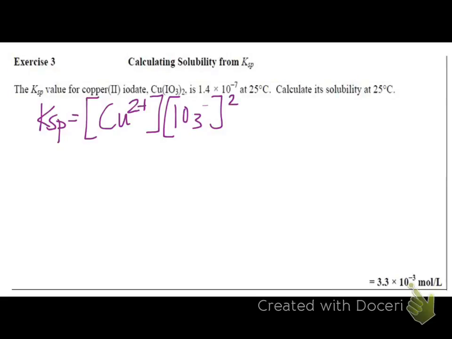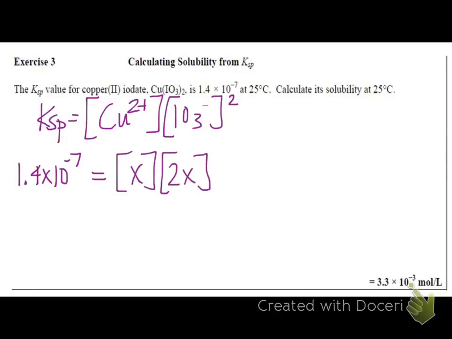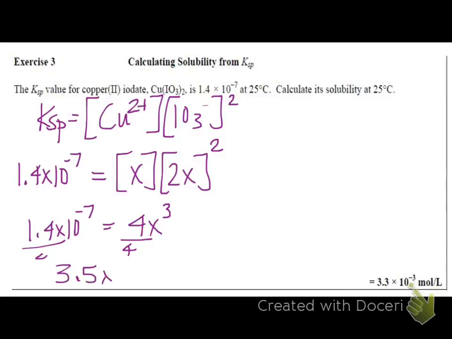Okay, so we know that we had a KSP value of 1.4 times 10 to the negative 7 is equal to x for copper, and then 2x to the second power. So then we have 1.4 times 10 to the negative 7 is equal to 4x to the third. And then we want to divide both sides by 4. This is just simple algebra here. So then we have 3.5 times 10 to the negative 8 is equal to x cubed.